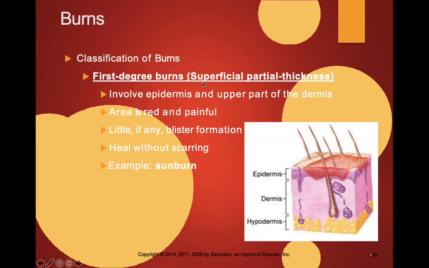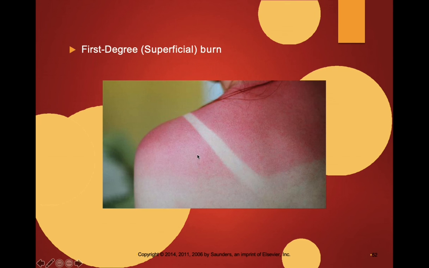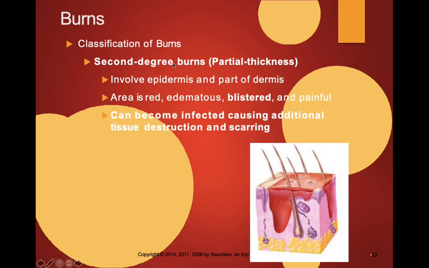Your first degree burn is known as a superficial burn or a partial thickness burn. It primarily involves just this layer here, the epidermis. It is red, it gets painful. Your typical sunburn is a good example of a first degree burn. Usually no blisters form here. And this can heal pretty easily without any type of scarring. You just get a little reddening up at the top with a superficial burn, right? There's your sunburn.